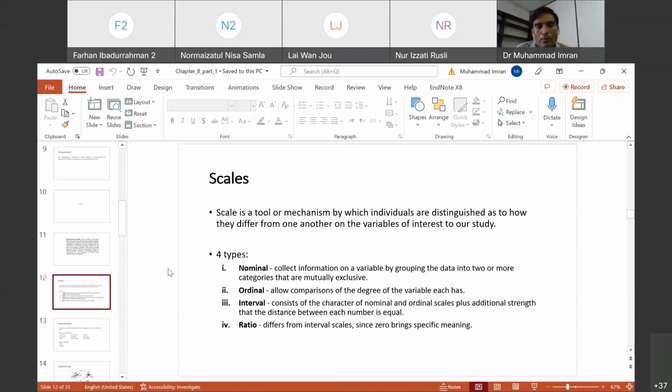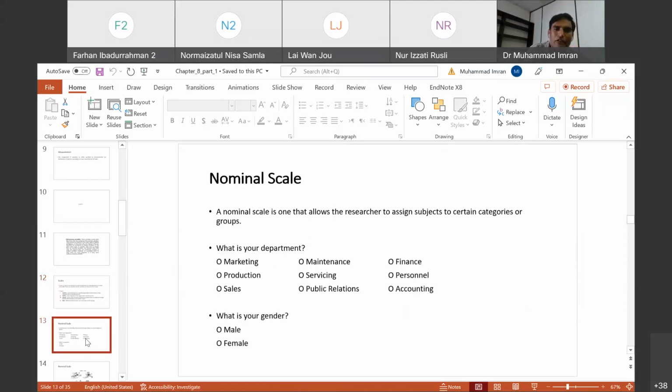Ordinal allows comparison of the degree of the variable each has. It means you must give the rank: rank number one, rank number two, give the order. Interval must define the interval gap between two variables. The ratio scale has a true zero, which has a value. Here we have them one by one.